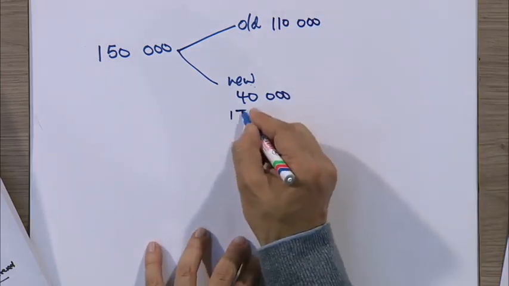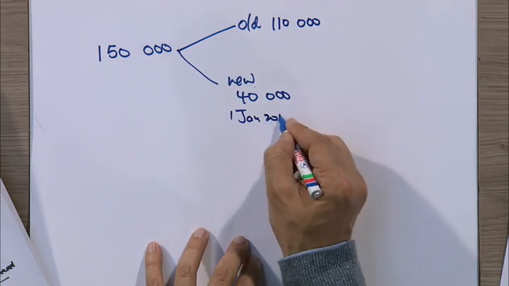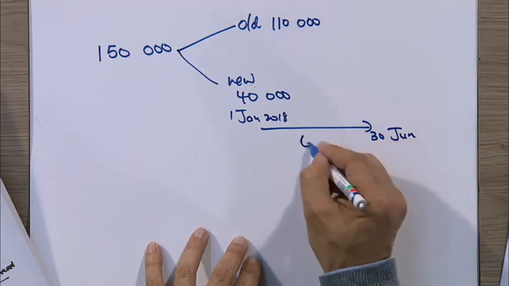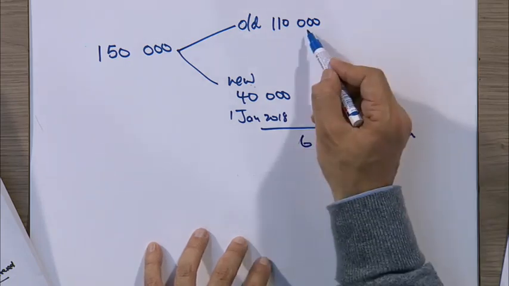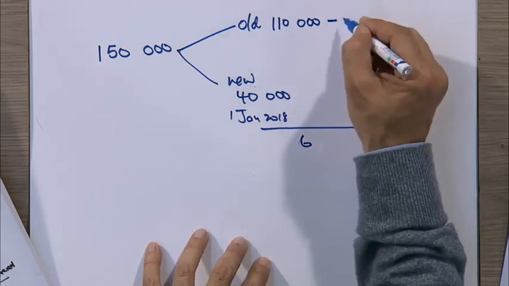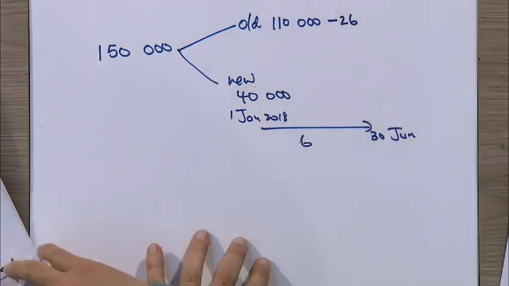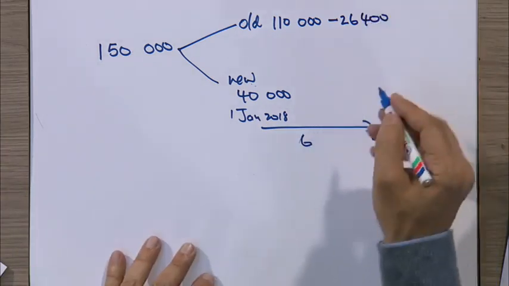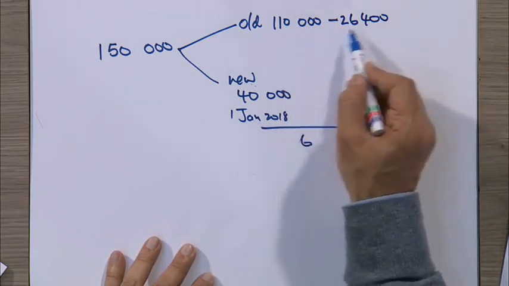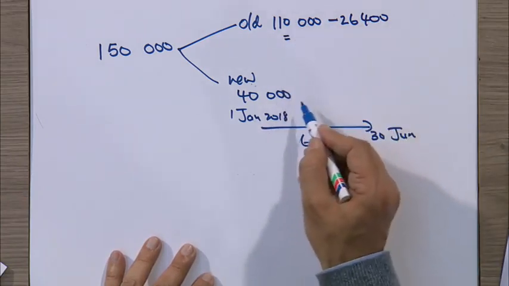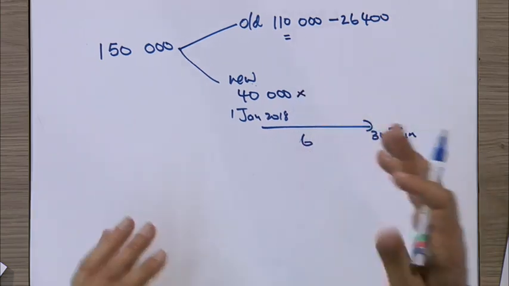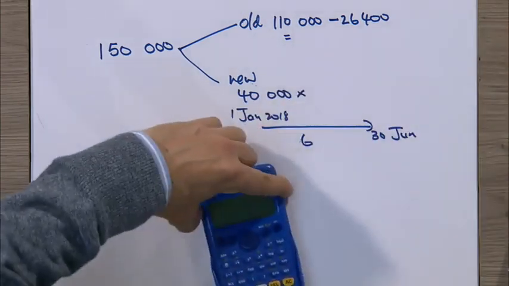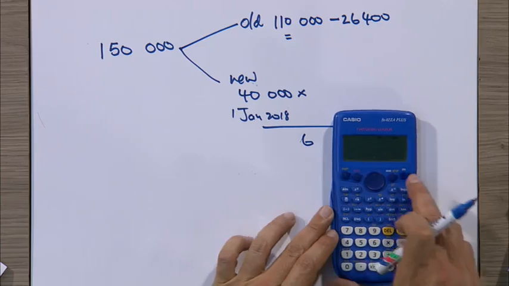110,000. And this was bought on the 1st of January 2018, and our financial year is ending the 30th of June, so I only have it for 6 months. This one I have the whole year, but there's accumulated attached to it of 26,400. So I need to calculate the depreciation separately on this one and separately on this one, and then I will have to add those two together. Okay, so let's just do this on the calculator quickly. Let's just see what they say.